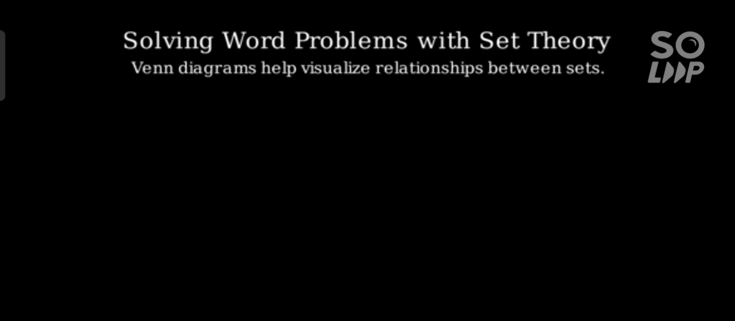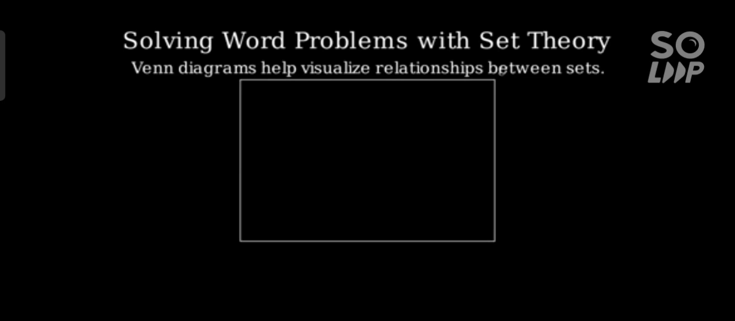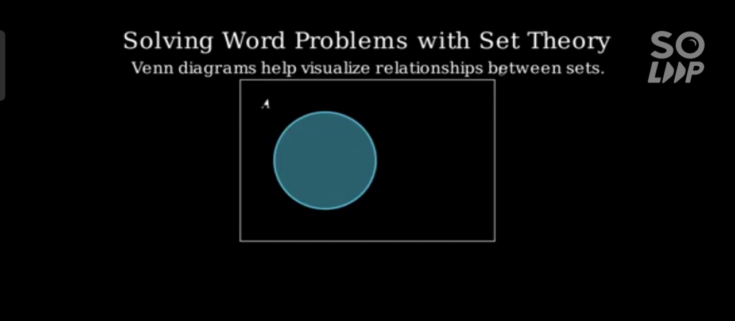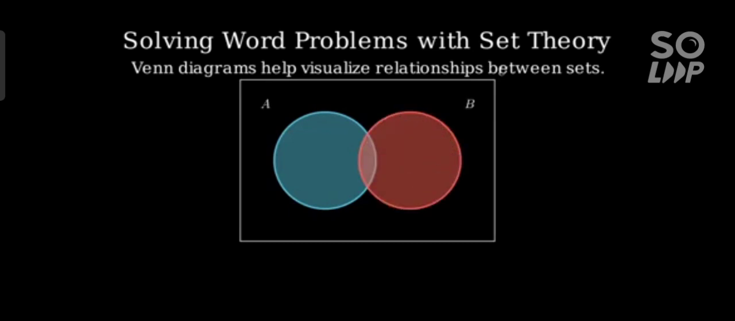Let's quickly review some key concepts. A set is a collection of distinct items. The universal set, usually denoted by U, contains all possible elements for the problem. We draw it as a rectangle. Subsets are sets contained within the universal set, often drawn as circles.